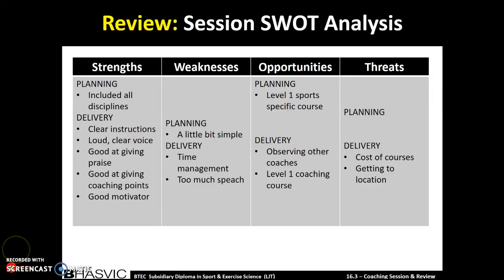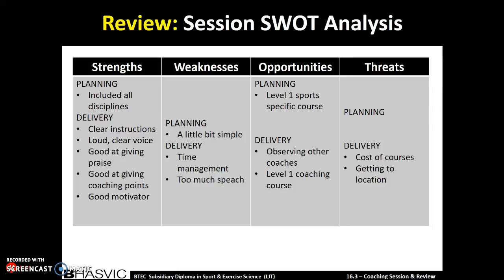However, there are also some threats that come with taking up these opportunities. One would be the cost of the courses. So the level 1 coaching course will cost me around £100 to £120, as well as travel to and from the venue which it is being held at.